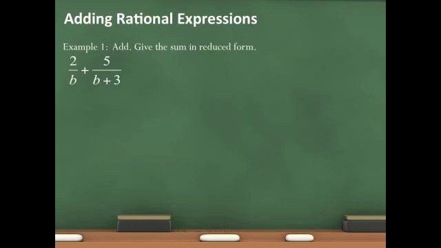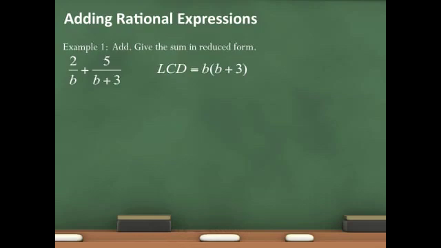Example 1. Add 2 over b plus 5 over b plus 3. Give the sum in reduced form. In order to add fractions, we need to have a common denominator. Our denominators for this problem are different, b and b plus 3. Neither denominator factors. The LCD must contain a factor of b and a factor of b plus 3. The LCD is b times b plus 3.